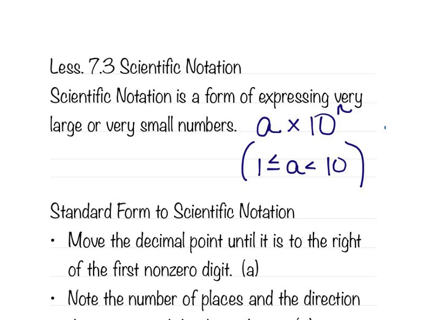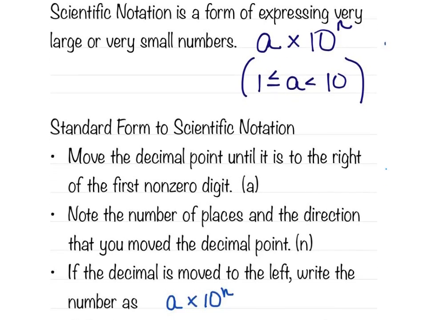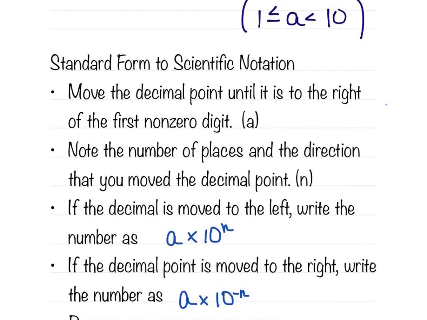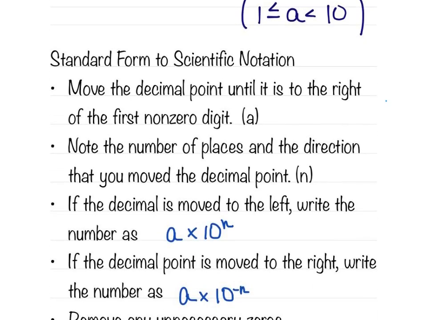A cannot just be any number. It must be a number that is greater than or equal to 1 and less than 10. When we are going from standard form to scientific notation, these are the steps you must take.